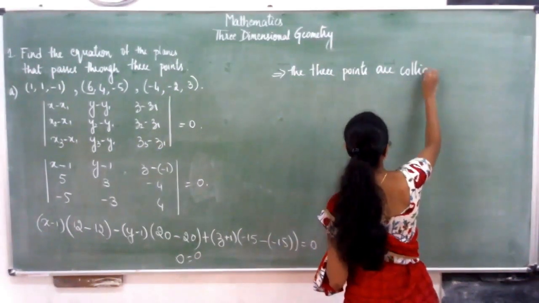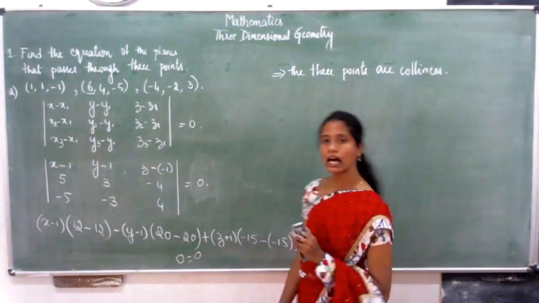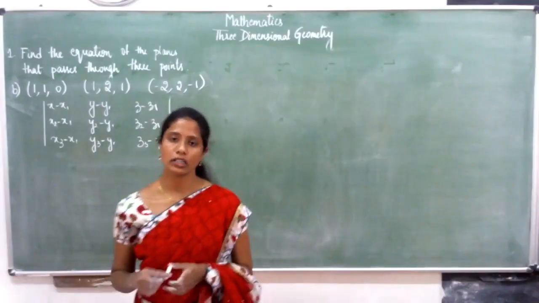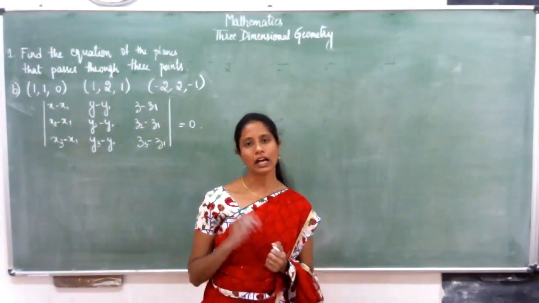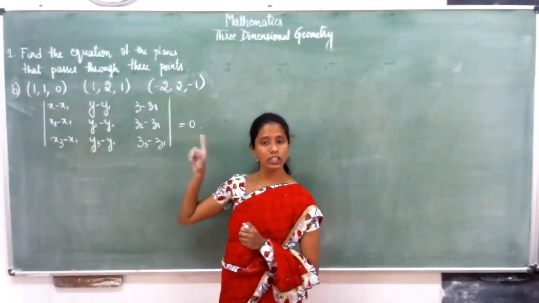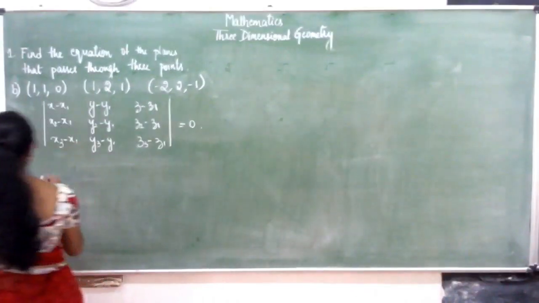What does this imply? That the given 3 points are collinear. Okay, let us take up the next question. Next question of the similar kind. Again, here we need to find the equation of the plane passing through the given 3 points. So again, we are using the same formula.